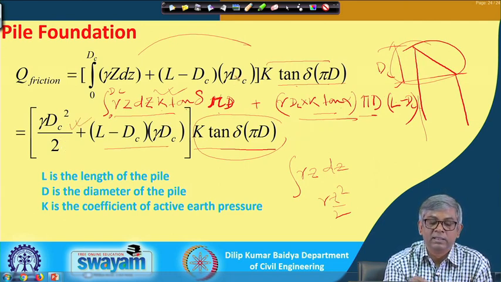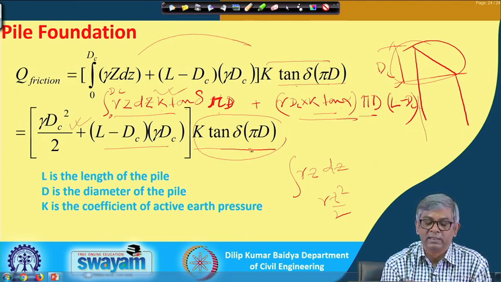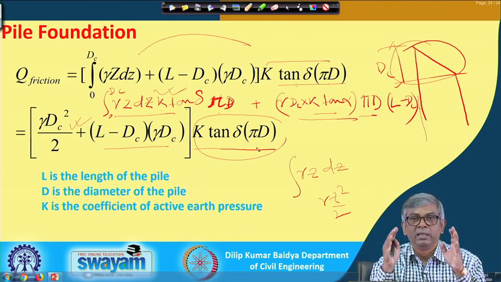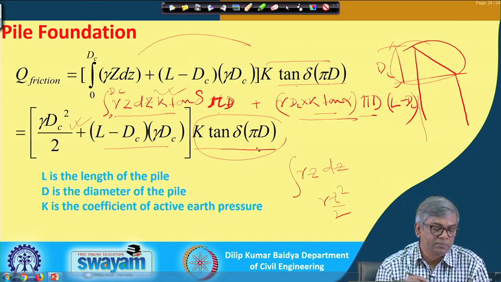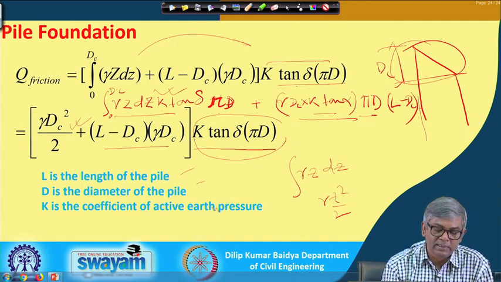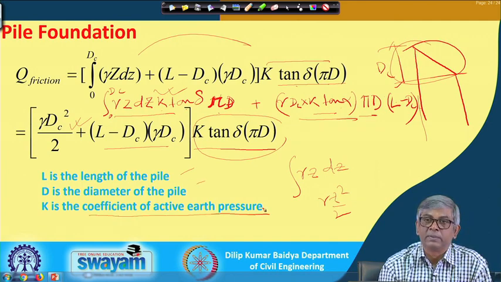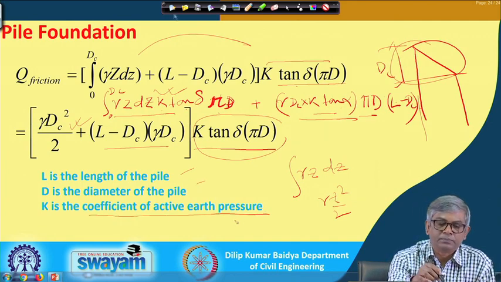And here there is no variable. So, L minus dc gamma dc is there, times k tan delta pi d. So, this is the skin friction of the pile. Now, we have to find out the rest. L is the length, d is the diameter, k is the coefficient of active earth pressure or lateral pressure.